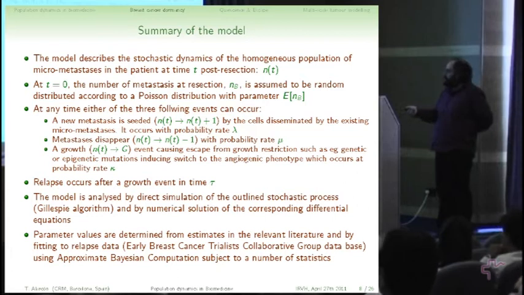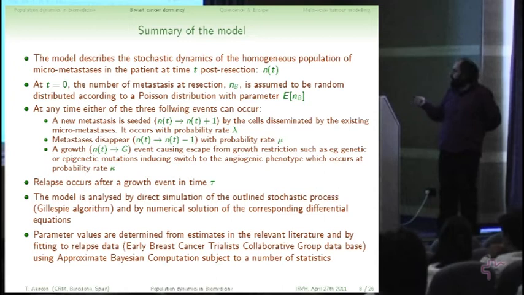And then there is a growth event, which would correspond to a mutation that causes the escape from the growth restriction. So this would be, for example, a switch from the non-angiogenic to the angiogenic phenotype, which would trigger this escape from the growth restriction. Okay. And this kind of growth event occurs at a constant probability rate equal to kappa. Okay, so basically, when this event occurs, we assume that relapse occurs with probability one after some time tau.